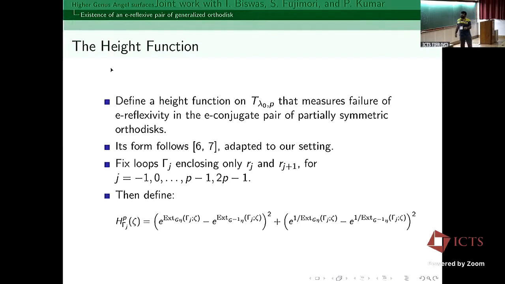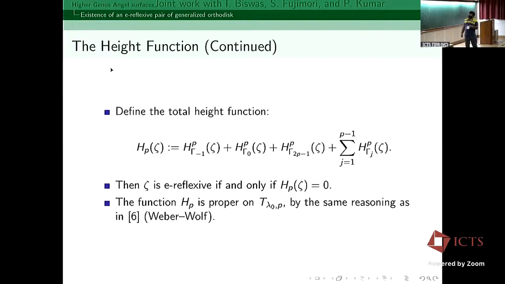This is the external length function. So what this actually determines, if we sum them up, is how far a generalized orthogonal pair is from irreflexivity. So we can actually prove that zeta, which is in T lambda naught P, is irreflexive if and only if HP of eta is 0. And also that on this space, this function is proper.